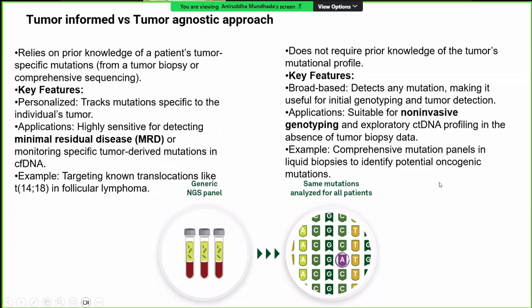On the bottom is a generic NGS panel, which shows many mutations which can be targeted as long as the library prep is done, and the same mutations can be analyzed for all the patients. So this becomes an off-the-shelf assay as compared to a custom assay in the tumor-informed approach.